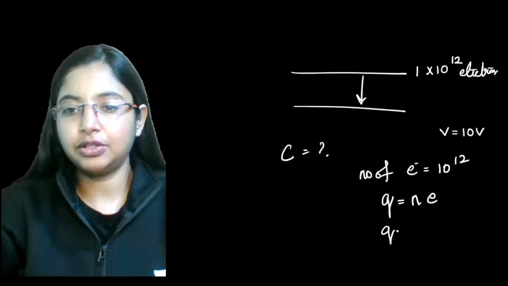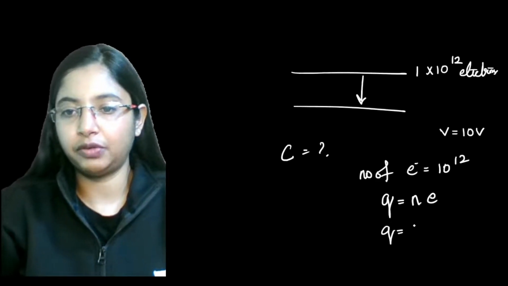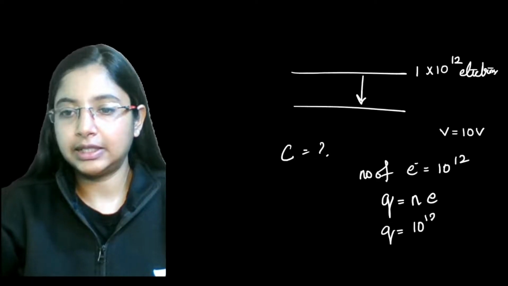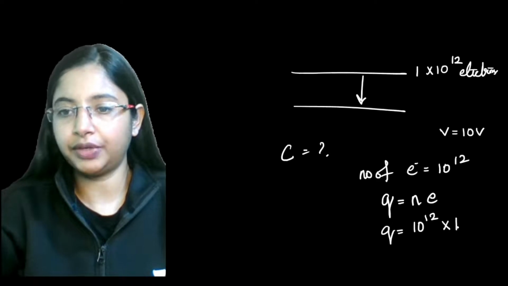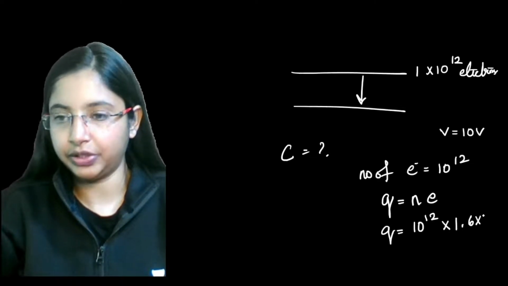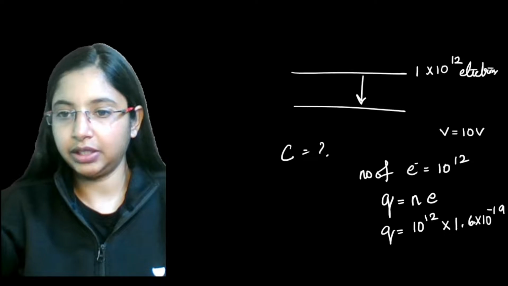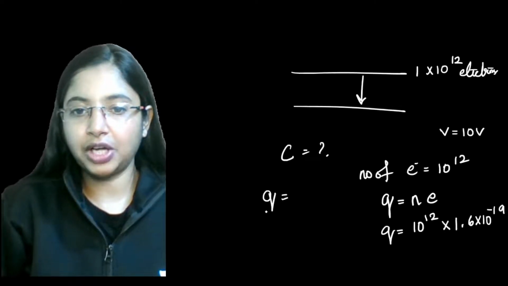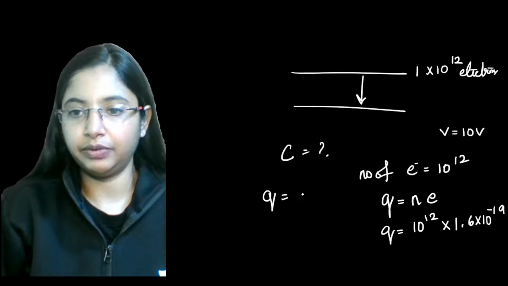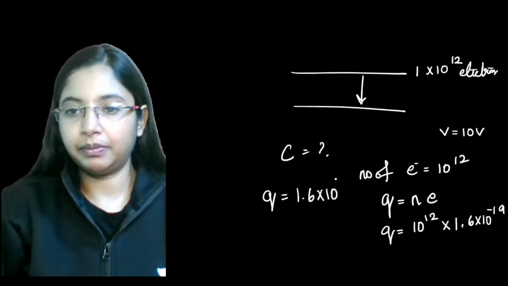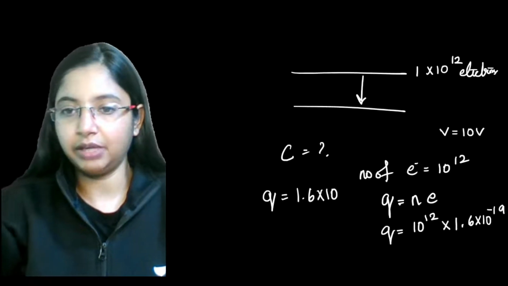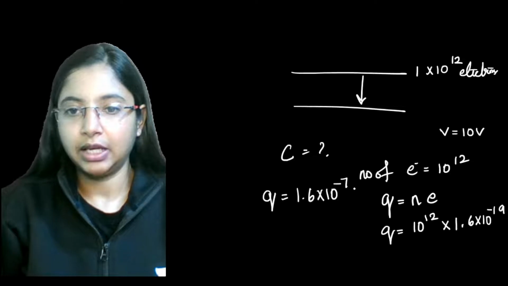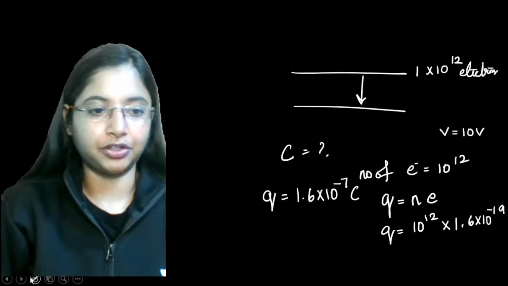So the total charge transferred will be the number of electrons, that is 10 to the power of 12, into the charge of an electron, that is 1.6 into 10 to the power of minus 19. Minus 19 plus 12 is minus 7, so the charge is 1.6 into 10 to the power of minus 7 coulombs.